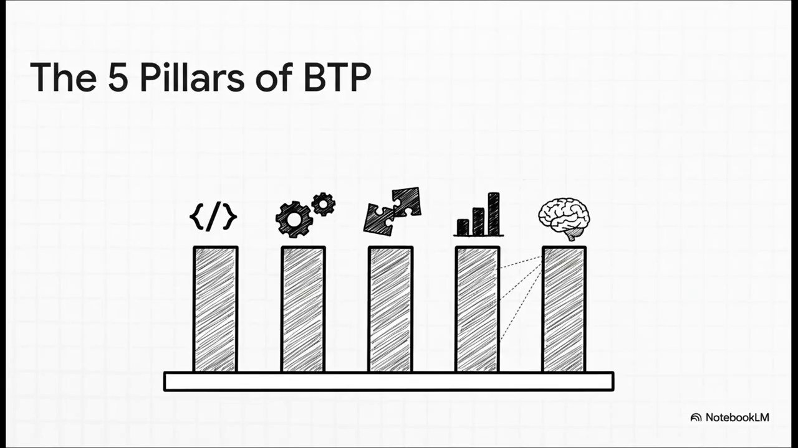And here they are. You've got application development, automation, integration, data and analytics, and, last but not least, artificial intelligence. See how AI is the 5th pillar? It's not the first. That's on purpose. It's powered by and totally integrated with all the others. I mean, think about it. You can't have good AI without good data, solid integrations, and well-built apps, right?